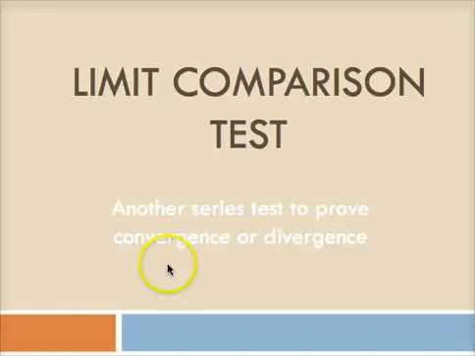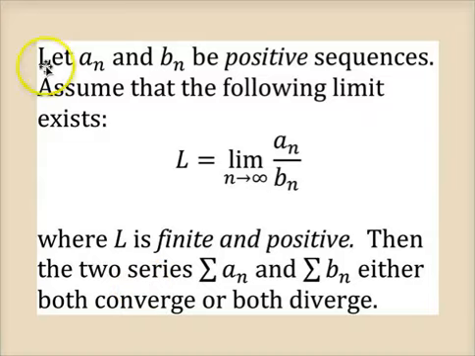We are now ready for the limit comparison test, which is just another series test to prove convergence or divergence. The theorem goes like this. Let a sub n and b sub n be positive sequences, and then assume that the following limit exists.